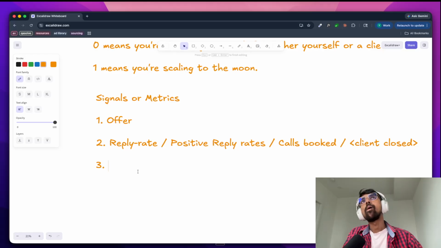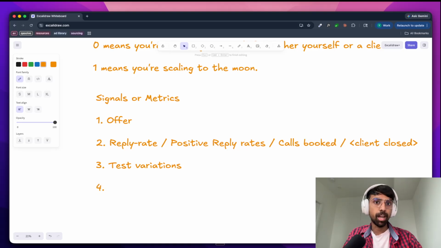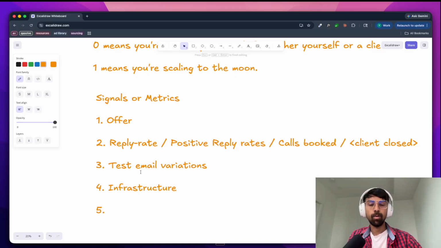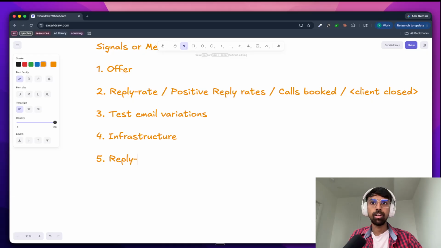So the signals and metrics to track and understand are offer, reply rate, positive reply rate, calls booked, and then we have to track the test variations. So we have to realize which test variations to actually scale up and which email variations to actually kill. And then we'll be handling the infrastructure side of things. The infrastructure also needs to be perfectly handled in order for us to scale up a winning offer or winning email.